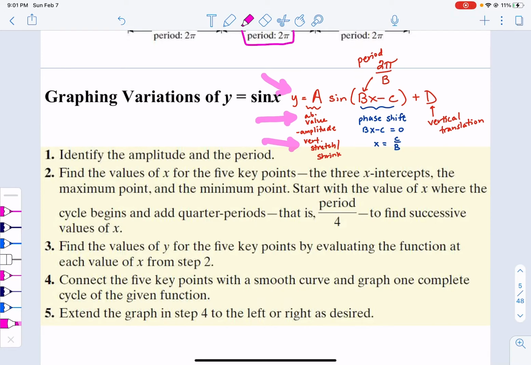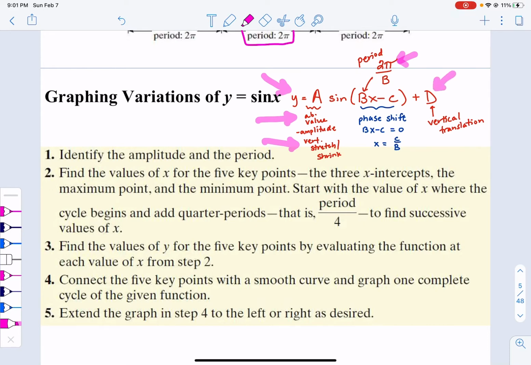Inside those parentheses, we have a bx minus c, and we're going to eventually, not right this second, talk about a phase shift. That's where you take that centerpiece, set it equal to 0, and that tells you how it's going to end up shifting. The starting point at 0 occurs on your typical sine function, but it could end up shifting left or right depending on a phase shift. Now the period of our sine function is 2 pi. Sometimes that changes depending on the b value in front of the x. And the last piece is talking about a vertical translation.